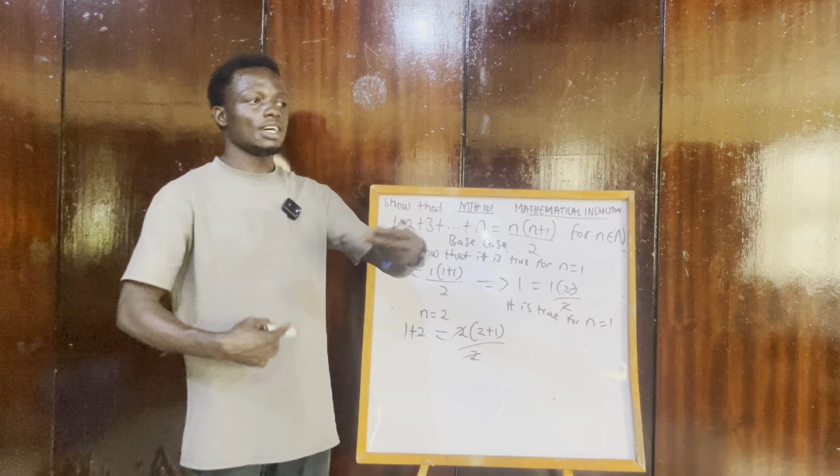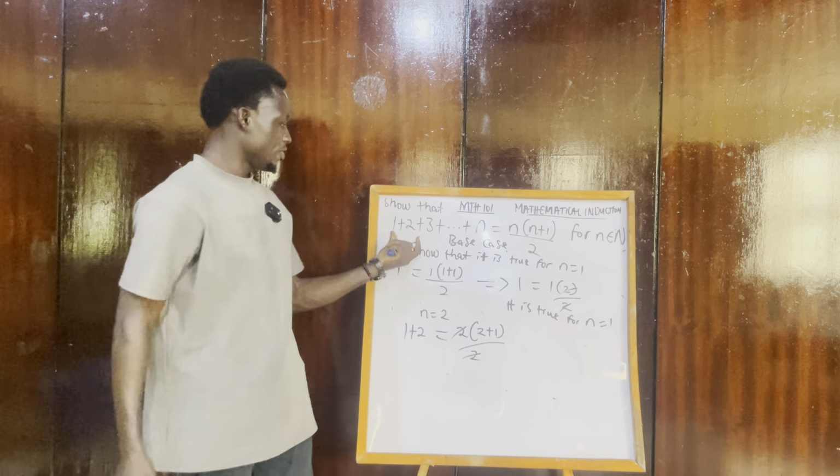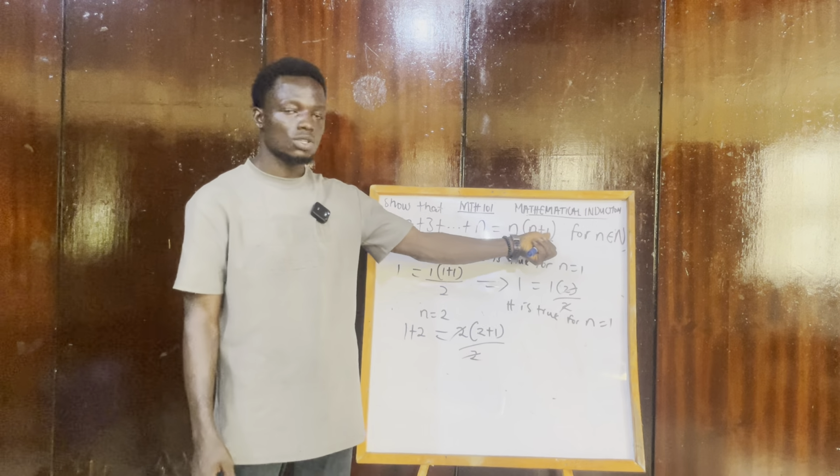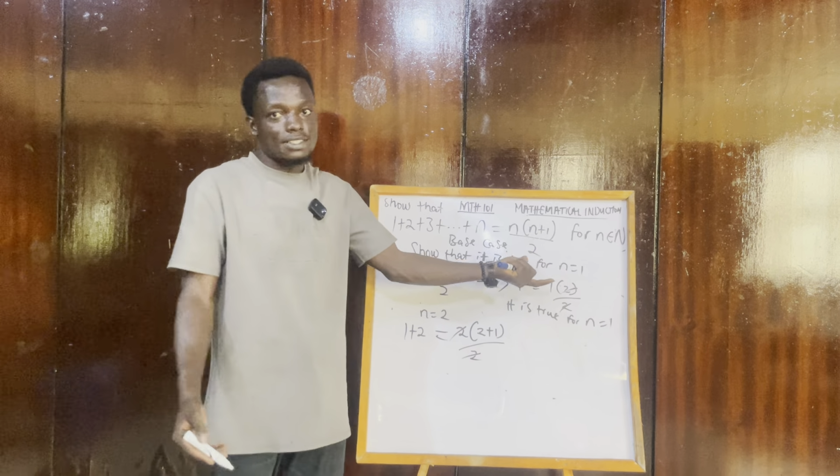You can continue like that to check if it's true for the first three terms. 1 plus 2 plus 3, that's 6. 3 into 3 plus 1, that's 12, over 2, that's 6. It's true.